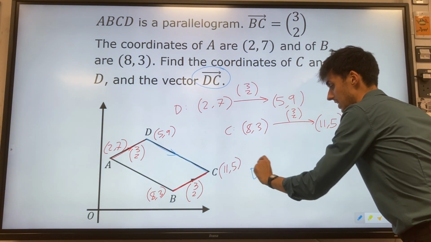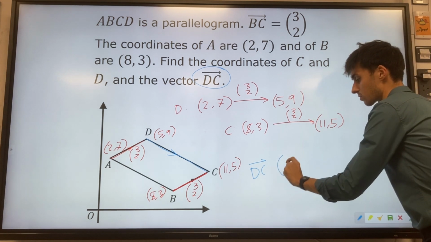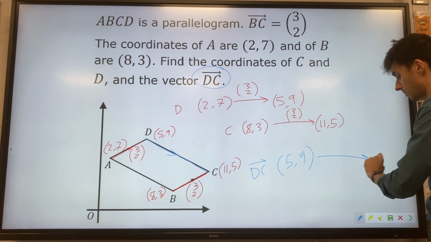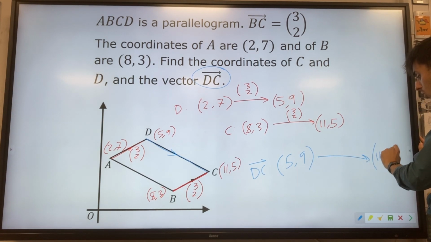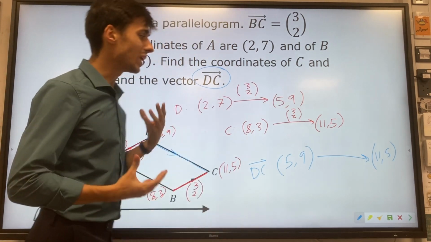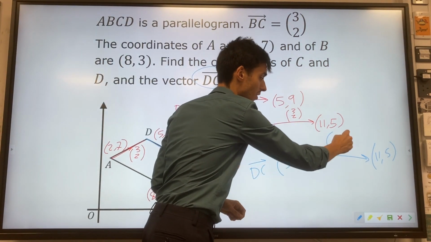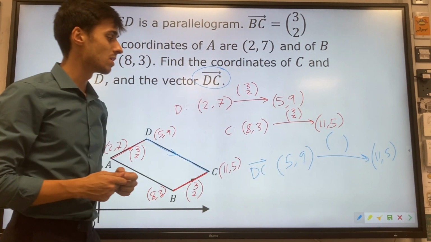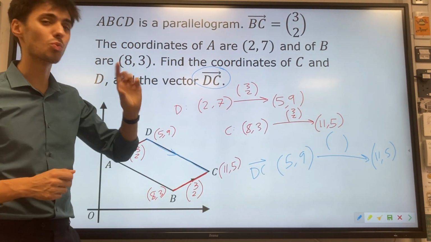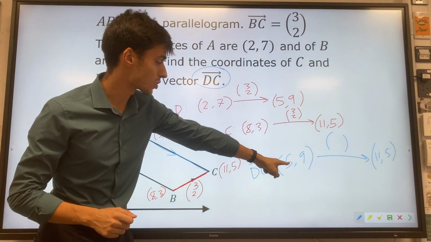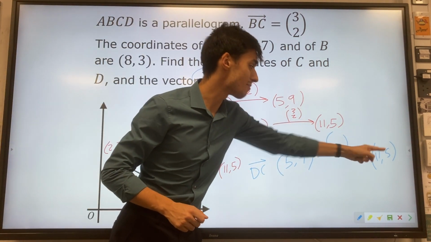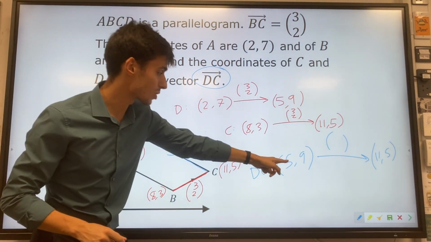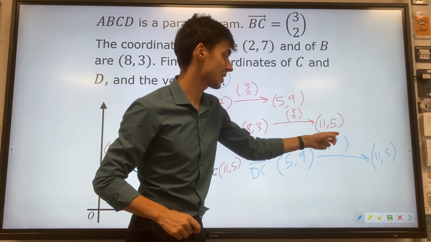The vector D to C takes us from 5, 9. We do something, and then we get to 11, 5. We need to think what the missing numbers are in our vector to take us from 5, 9 to 11, 5. And we split this into x and y vectors. If you look to go from 5 to 11 on our x-axis, we have to be adding 6. It's the difference between 5 and 11. So 6 must go on the top.